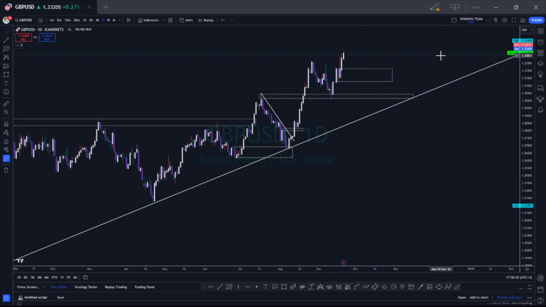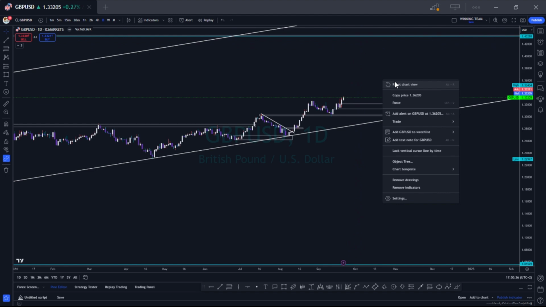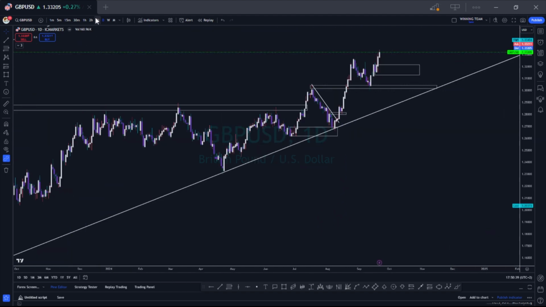Remember, pound dollar is bullish and is trying to reach all the way up to this area, but for us to reach that area, there has to be a bit of price action happening on the market.